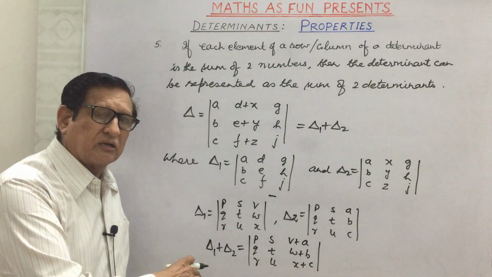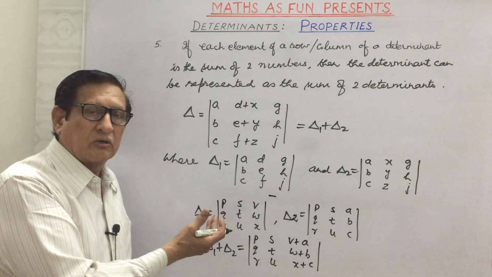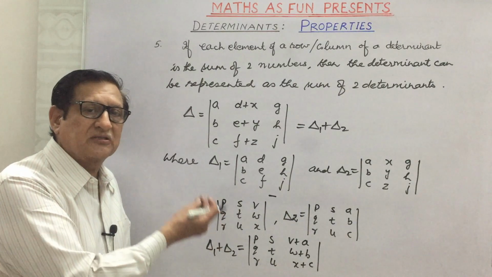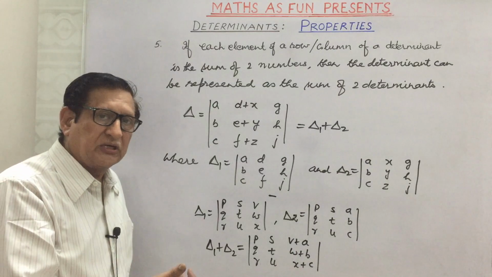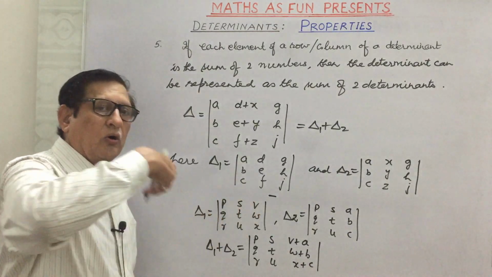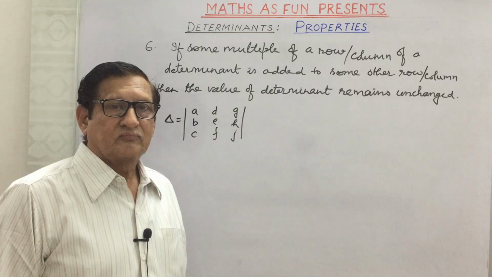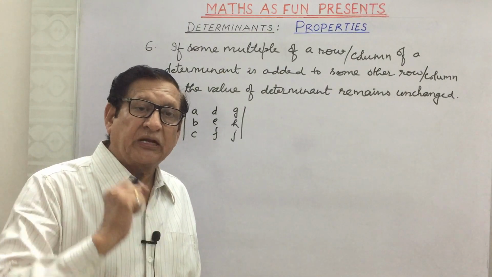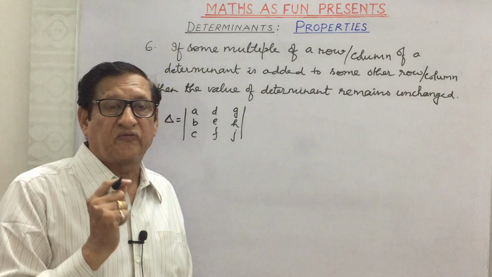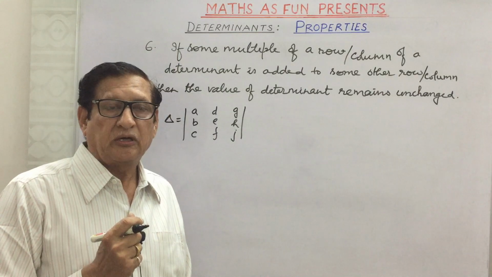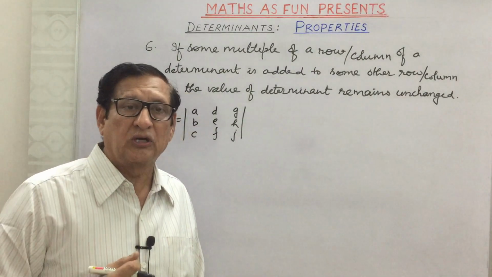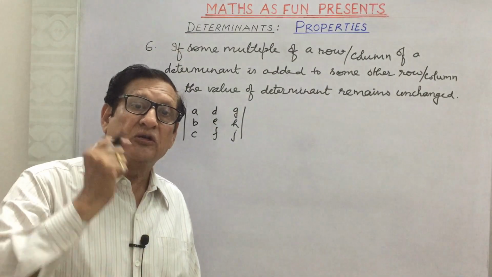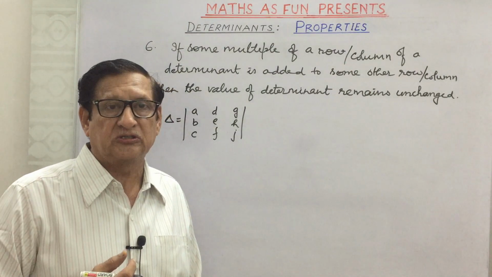So this can be taken in any of the rows or any of the columns. If we find the elements are different, then we can find the sum of determinants, that may be two or more determinants. The sixth property is that if some multiple of a row or a column of a determinant is added to some other row or column of that, then the value of the determinant remains unchanged.